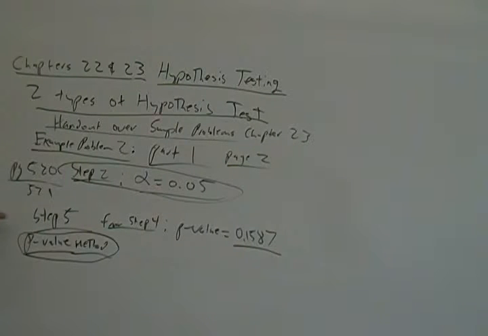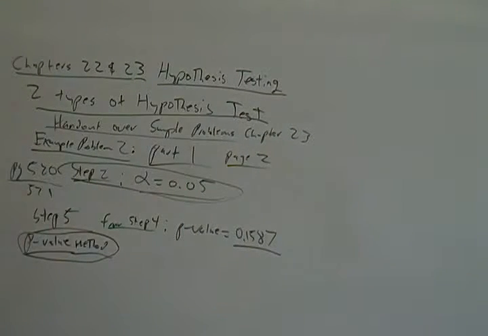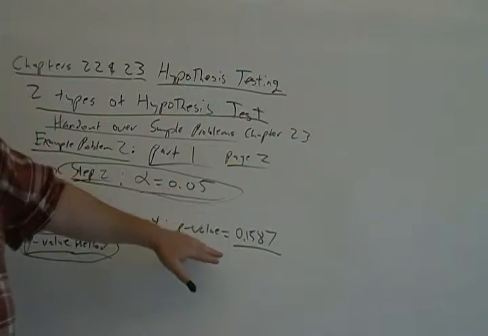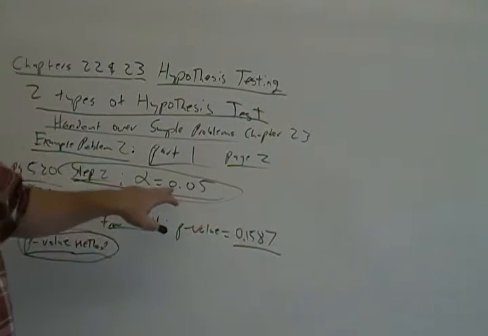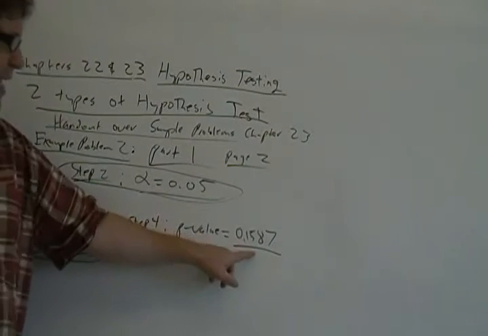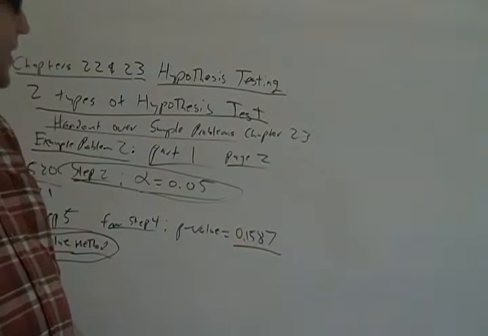Now, if you look at step 5 under the p-value method here on page 521, it says, if the p-value is smaller than the significance level, you reject H0. Was our p-value smaller than our significance level? Is 0.1587 smaller than 0.05? No, it's not. 0.1587 is bigger than 0.05. So since the p-value is not smaller than alpha, we're not going to reject H0.